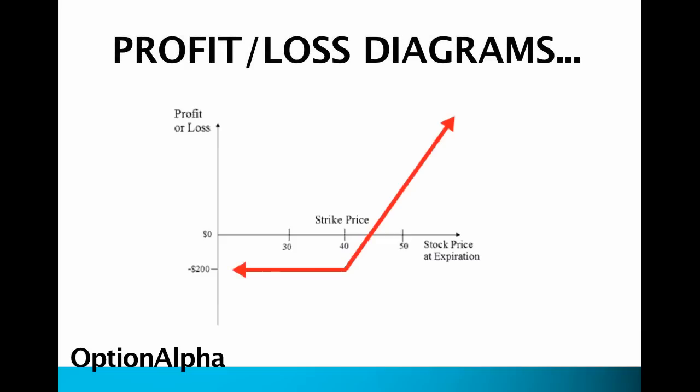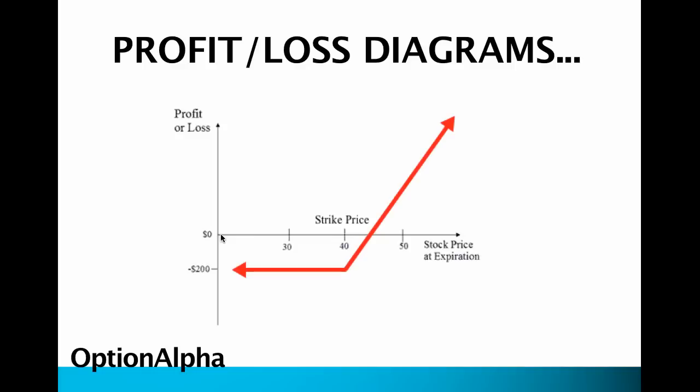So what I have here is just a simple profit loss diagram, and this is actually for a call option, but it covers all the basics and is going to be used as the guideline for most of the video tutorials that we do here on Option Alpha. So the profit loss diagram is very simple. We'll start with this middle line here, which my cursor is highlighting right now, and that is going to be your stock price at expiration.